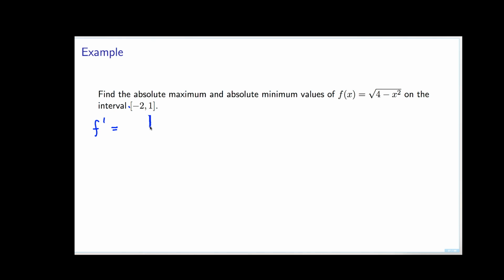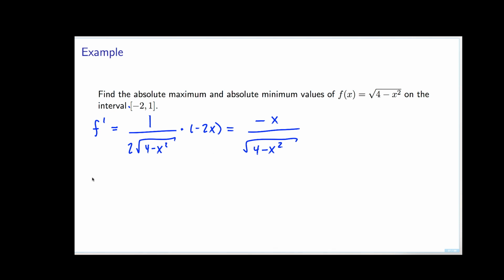You should get as the derivative 1 over 2 square root 4 minus x squared, and then times the derivative of the inside, which in this case is negative 2x. So this is going to give us, our 2's will cancel, and we get negative x over the square root of 4 minus x squared.